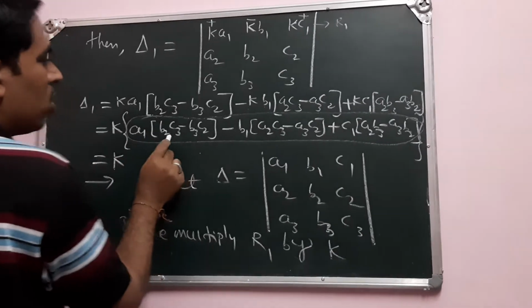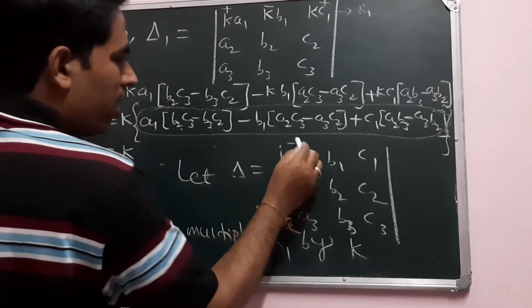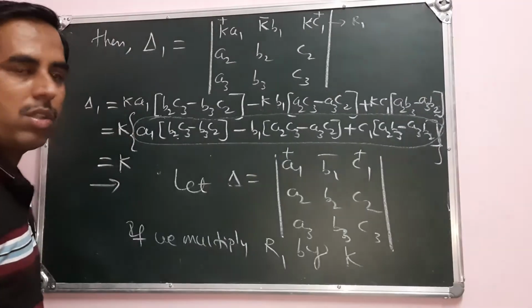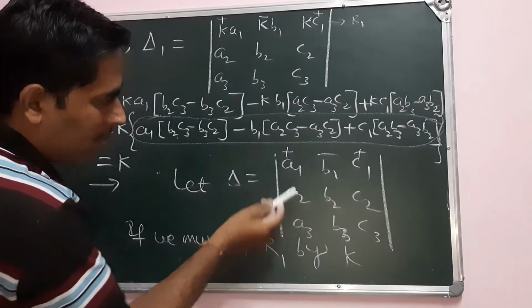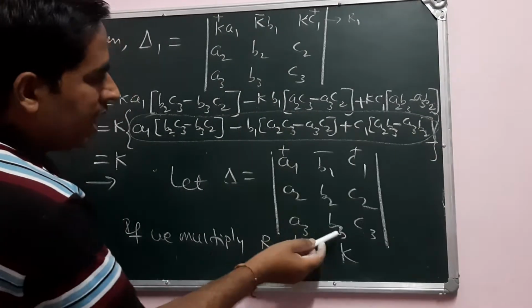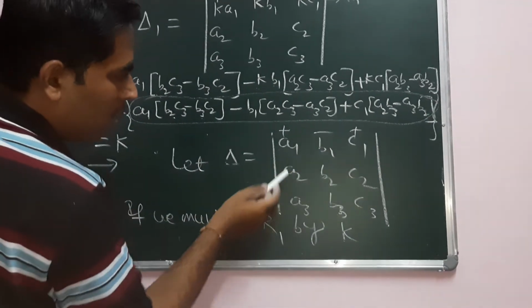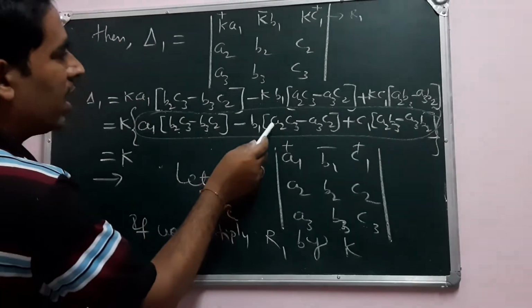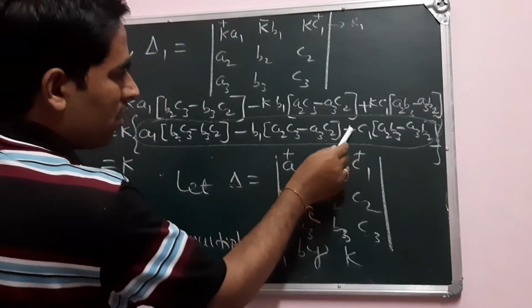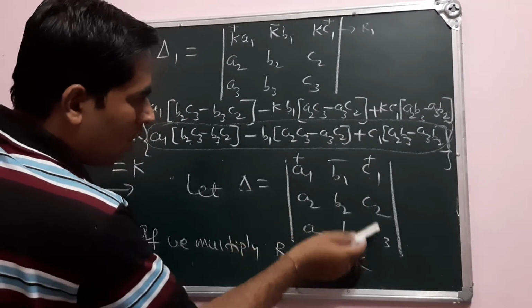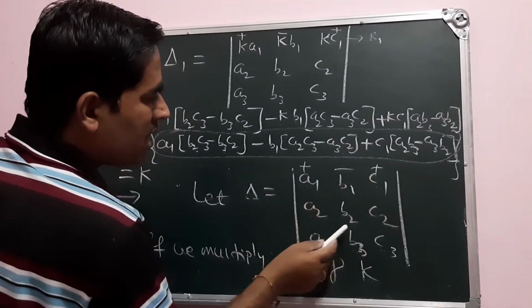See here, A1 into B2 C3 minus C2 B3. We have not expanded this; we can just observe it at a glance. Then B2 C3 minus C2 B3, minus B1 into A2 C3 minus C2 A3. Then plus C1 into, leaving this column and this row, A2 B3 minus A3 B2.